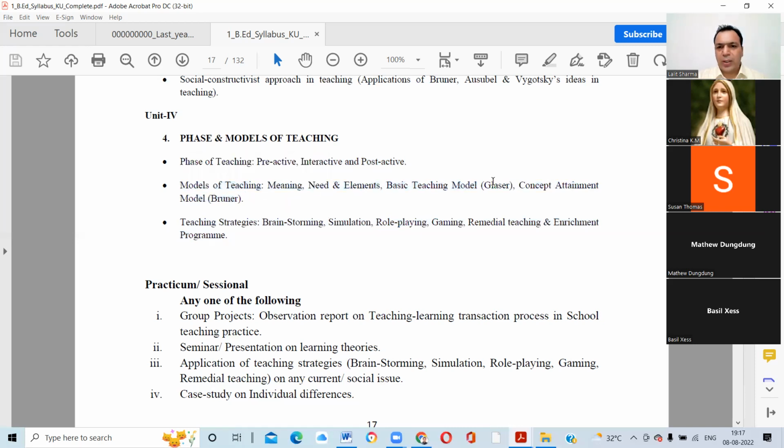Okay, so you can do the Glaser teaching model, and do all the teaching strategies. Okay, if you want, skip the concept attainment model. So do the Glaser teaching model, all the teaching strategies, and phases of teaching, right? So we only have to attempt 5 questions, but in our syllabus we have done approximately 8 or 9 questions. So we are very sure that 5 questions we can easily attempt, right, guys?